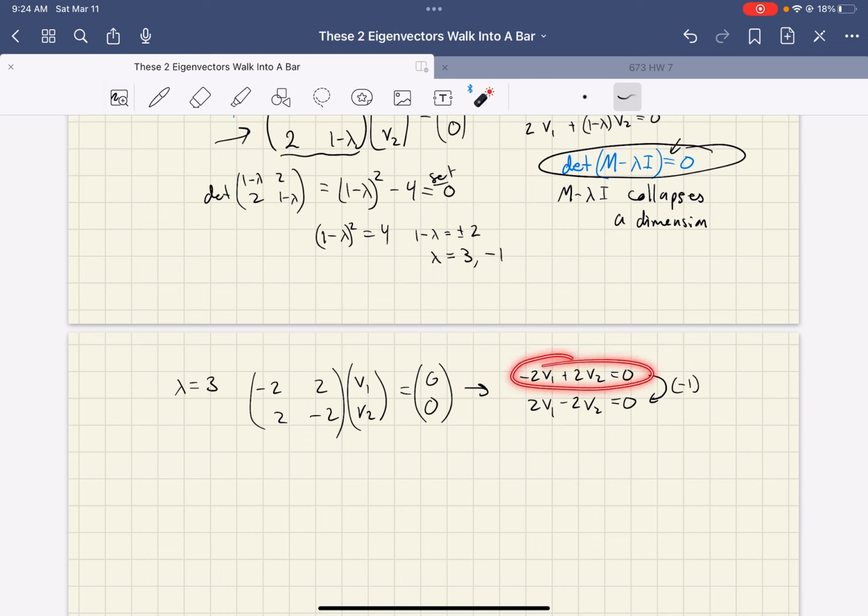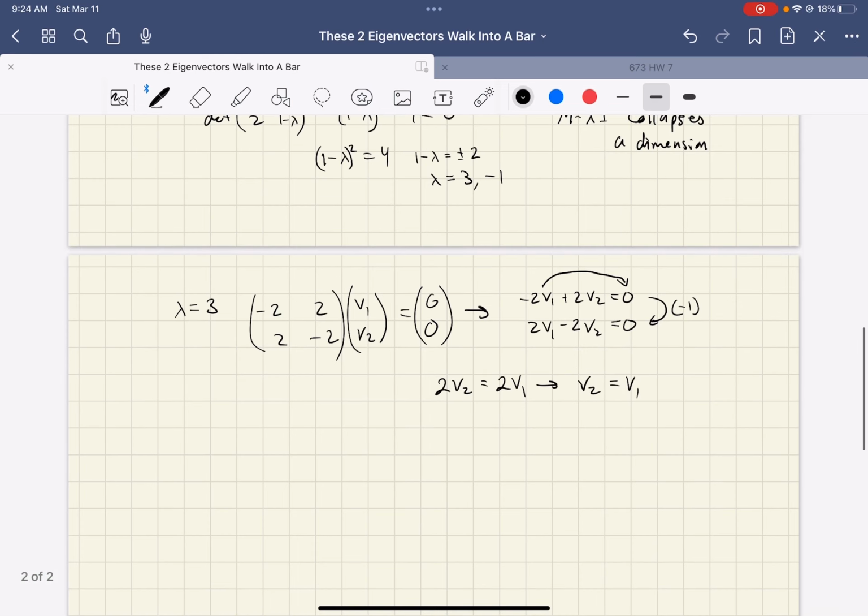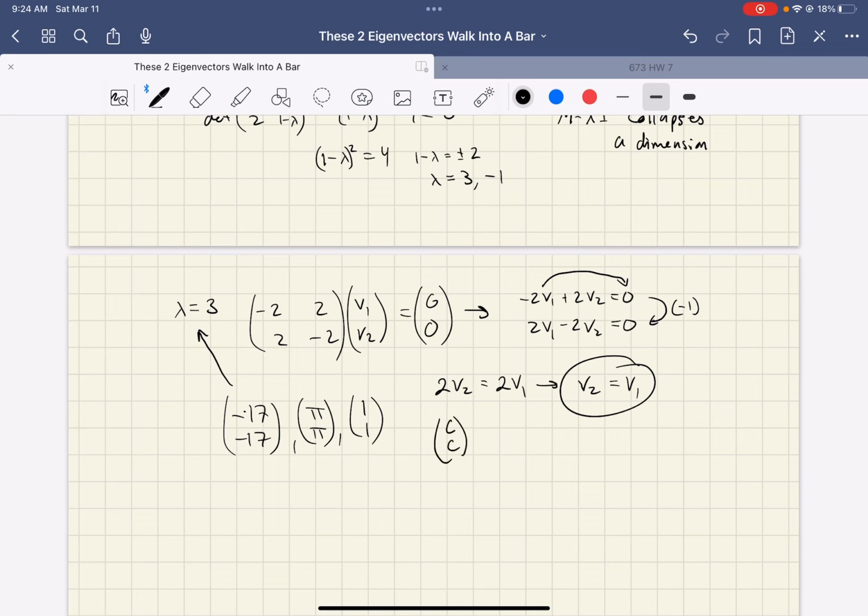So we can just focus on this first equation and think, okay, what is it telling me about v1 and v2? So I'm going to move this thing over to that side, and I have 2v2 is equal to 2v1. And if you divide out the 2's, that says v2 is equal to v1. So now, to find an eigenvector, you just choose numbers that satisfy this. So I chose 1 and 1, but you could also choose pi and pi. You can choose negative 17 and negative 17. Okay, all of these work. All of these are eigenvectors for the eigenvalue 3. And all of them look like whatever number. You just have to repeat it.